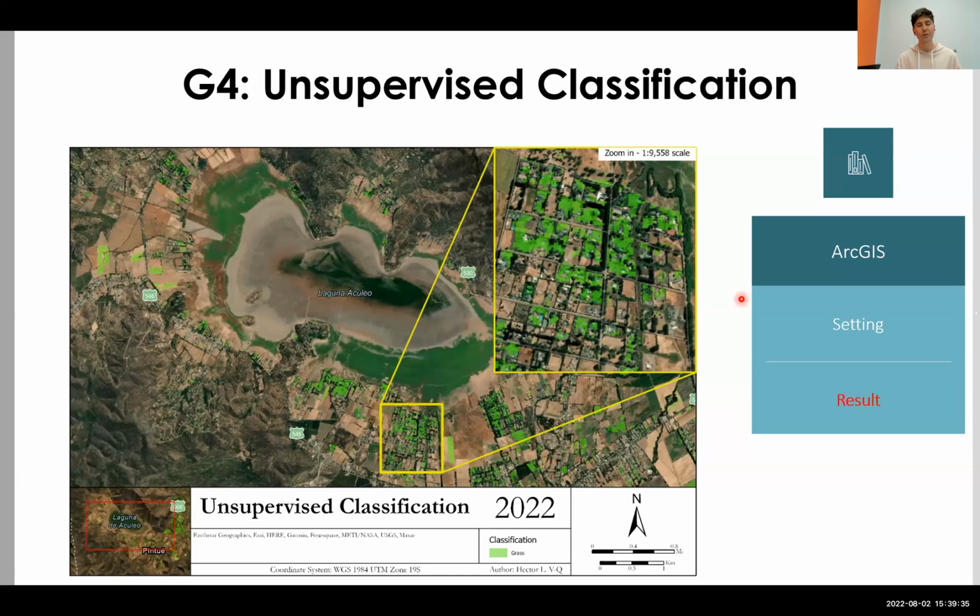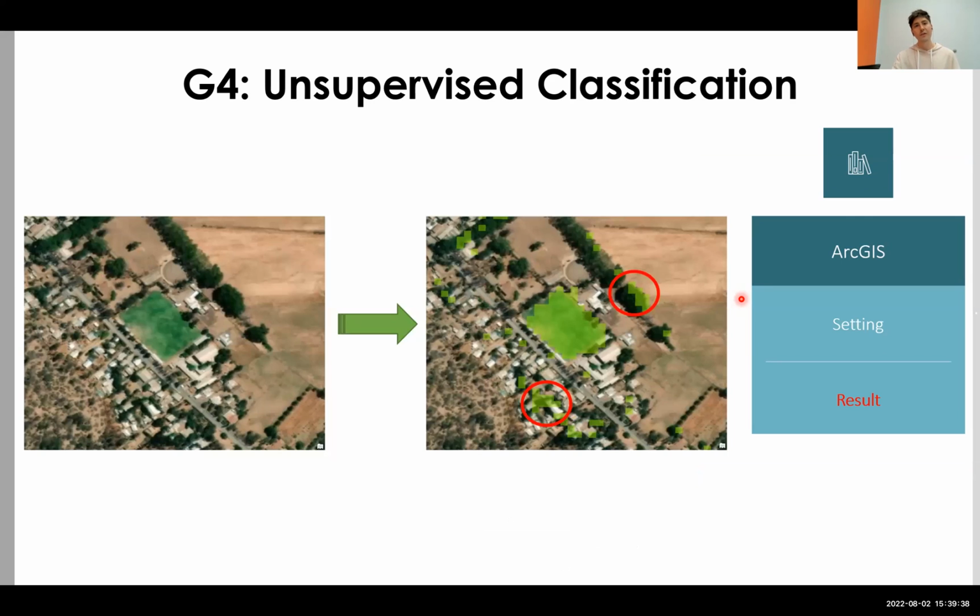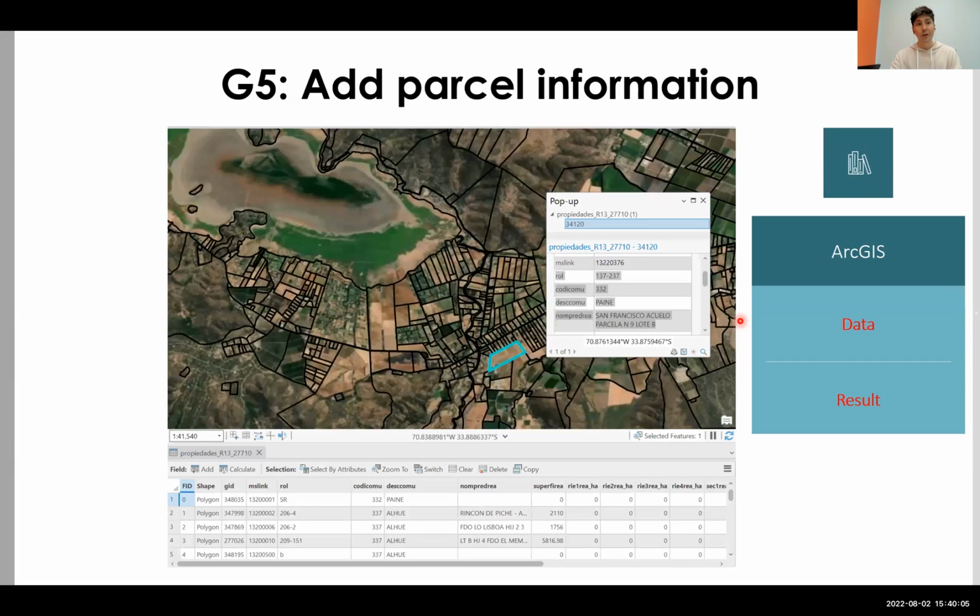we have a good result, but if you look closer, in some areas the unsupervised classification confuses trees with grass. So we need to improve this in future work, and probably do field work to have a supervised classification, but this is going to be good enough to have an estimate for the potential criminal law. So the goal number 5 was to add all the parcel information.